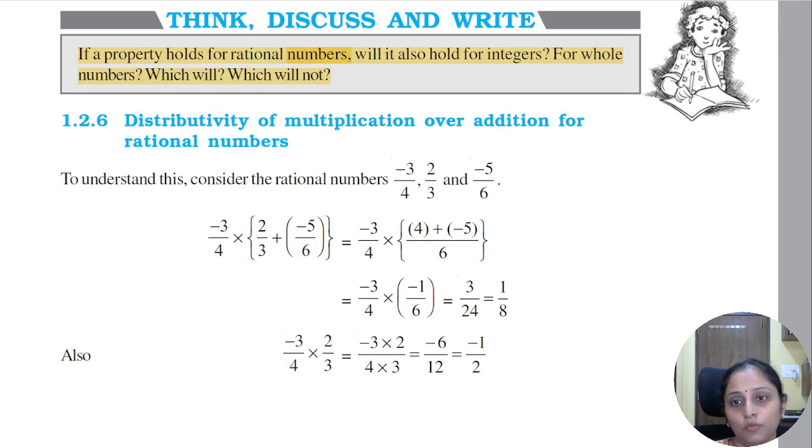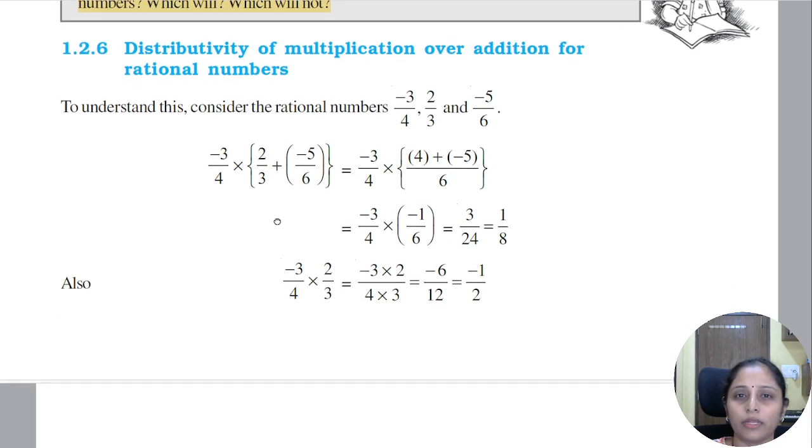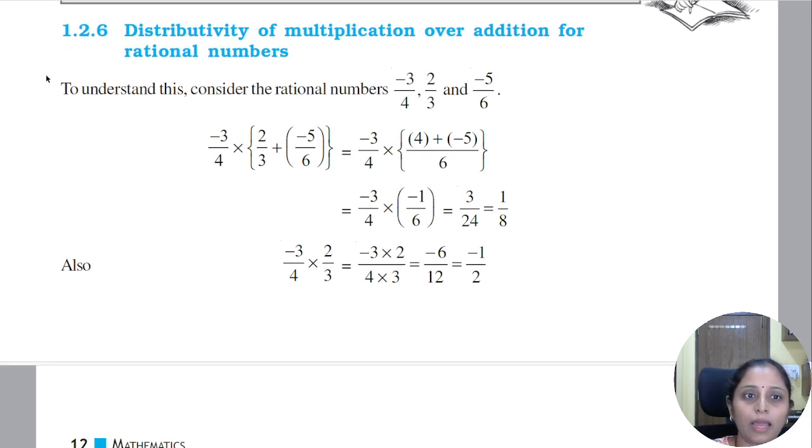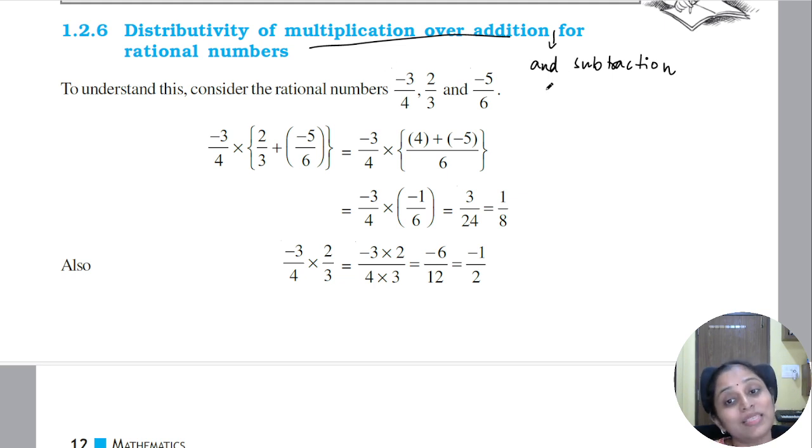So, moving on to the next topic, that is our distributive property of multiplication over addition. Here I would like to add: over addition and subtraction. Actually, it is true for subtraction as well, for rational numbers. Now what do we mean by distributive property of multiplication over addition or multiplication over subtraction?